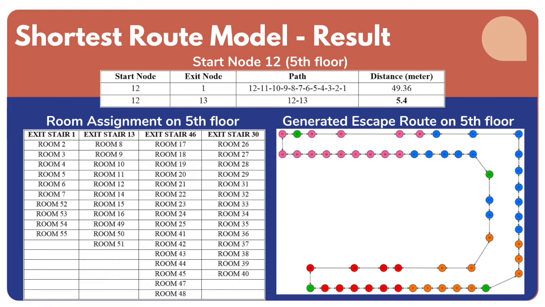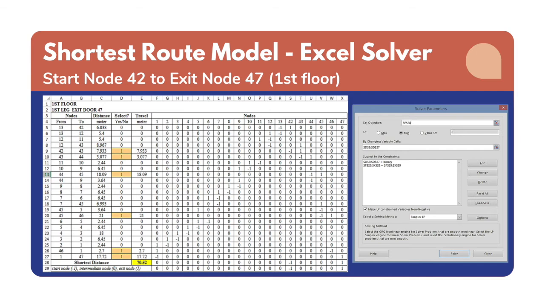So to easily visualize the room assignment per exit stair, we used colored nodes for all the rooms in the generated escape route: red for exit stair 1, orange for exit stair 13, blue for exit stair 46, pink for exit stair 30, and green represents the exit stair itself. So this slide shows the spreadsheet solution and solver parameters for the second sample formulation.